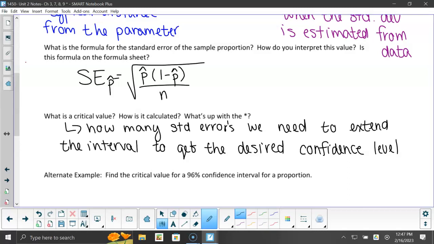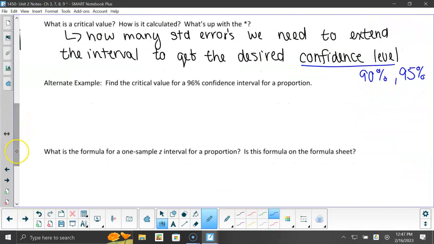So confidence level, this is going to be like your 90%, your 95%. Those come with specific critical values. So they literally just become a number that you plug in to the formula and you move on from it. All right? So find the critical value for a 96% confidence interval for a proportion.